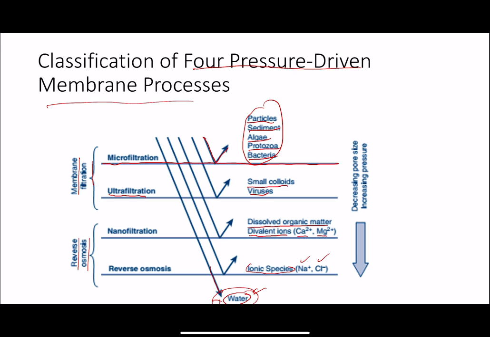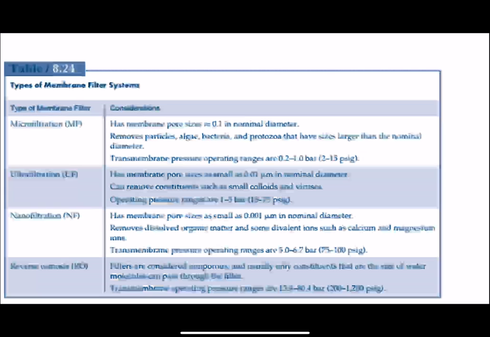So you could play with these 4 pressure-driven membrane processes to make sure that your water is really clean, but you have to do it in this gradual selection, because you don't want most of the water to go to the reverse osmosis and be clogged so quickly. You need to make it gradual. You can see that with decreasing pore size comes increasing pressure.